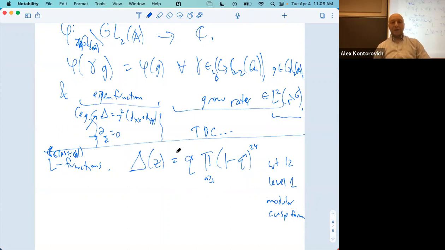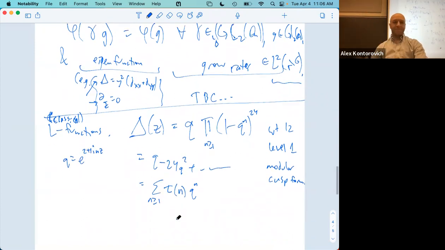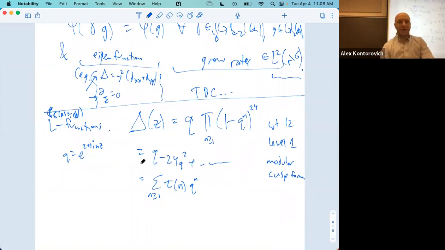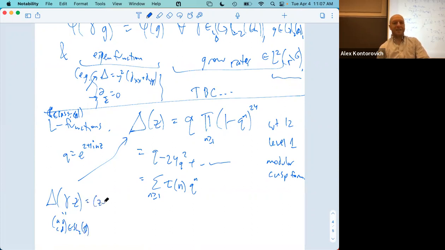Okay. So this product, and of course we can expand this out, right? This is q minus 24 q squared plus 252 or something q cubed. If we expand this in a series, these coefficients are called the Ramanujan tau function. But the point is it starts at 1, and q as always is e to the 2 pi i z, right? This is the chart at infinity. Okay, this delta is, I said, weight 12. What does that mean? It means that delta of gamma z, acting by fractional linear transformations, where gamma is a b c d in SL2Z, is equal to (cz+d) to the 12 times delta of z.